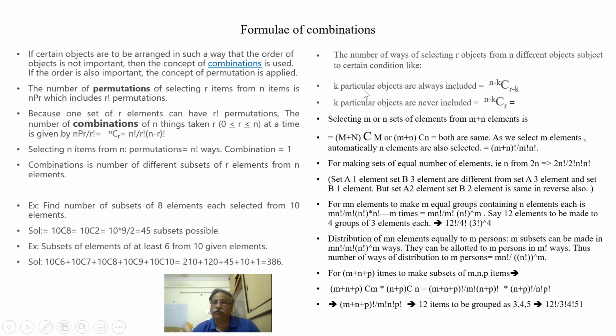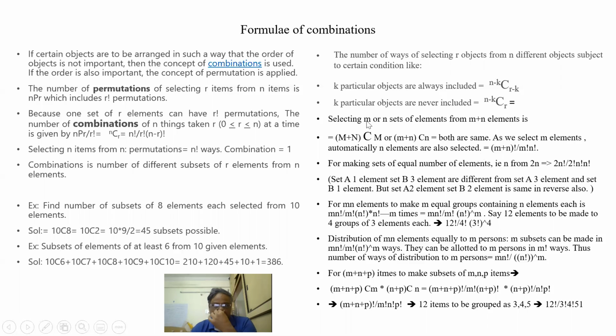In terms of k, if I put k as 1, one particular object, then it becomes n minus 1 C r minus 1. This is n minus 1 C r. When I put k as 1, we get n minus 1 C r minus 1 and n minus 1 C r. We'll see that we are using this in some other formula. Later I will come back to this.